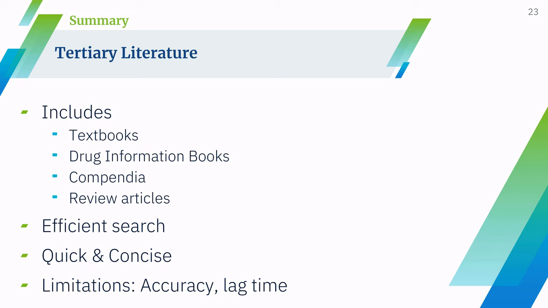In summary, tertiary literature provides the information needed to begin an efficient search. This type of literature is useful for a quick and concise reference. However, due to the limitations of tertiary literature, other references are needed, for example, secondary and primary literature, to develop a comprehensive, accurate answer to the drug information request. We will study secondary and primary literature in the next lectures.